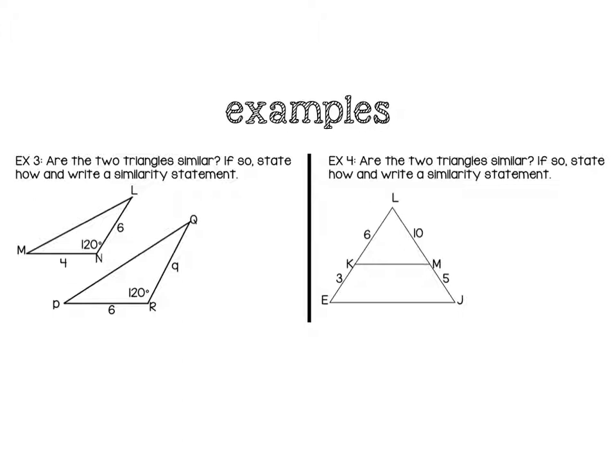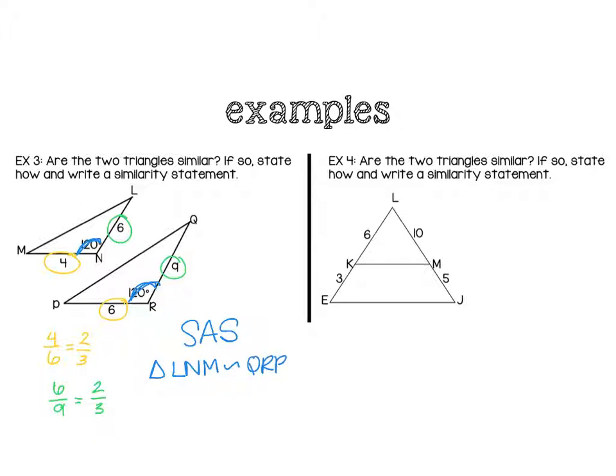Looking at example number 3, we've got this side, and 4/6 is 2/3. We've got this side and this side. 6/9 is also 2/3. And we've got a congruent angle in between them. So that's going to be side angle, side similarity. And our statement would be that triangle LNM is similar to triangle QRP.